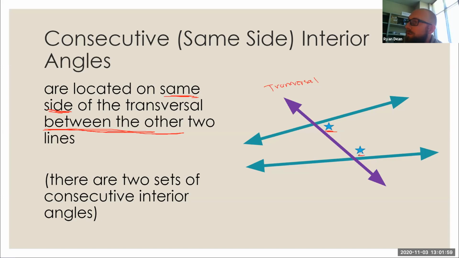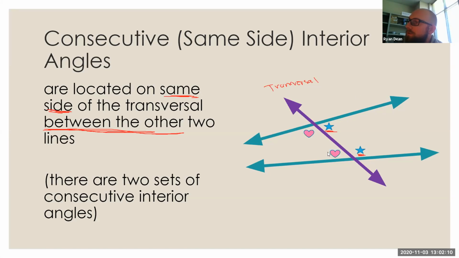So here's my two blue stars. They're both on the same side of the transversal, which is the purple, and they're both on the inside of the sandwich. Same thing with the two pink hearts. This time the pink hearts are on the left side of the transversal, but they're both inside of our sandwich that we have created.